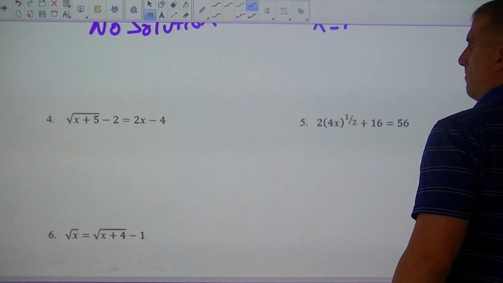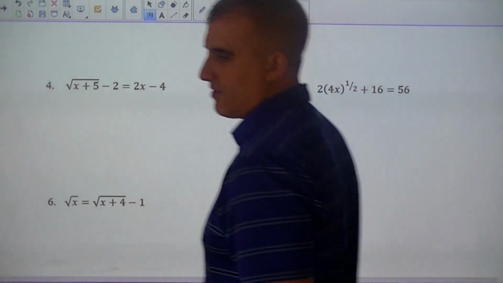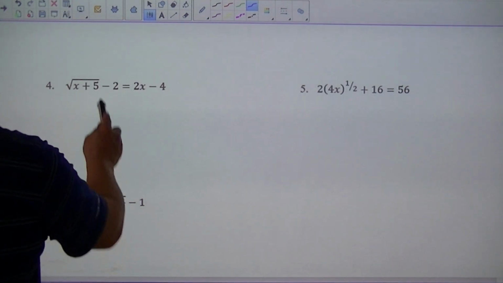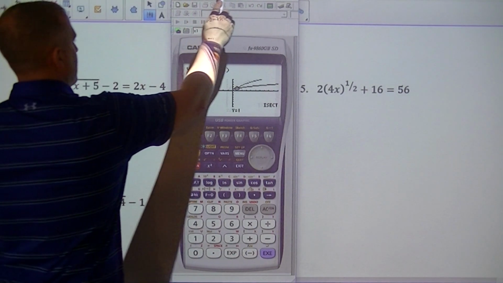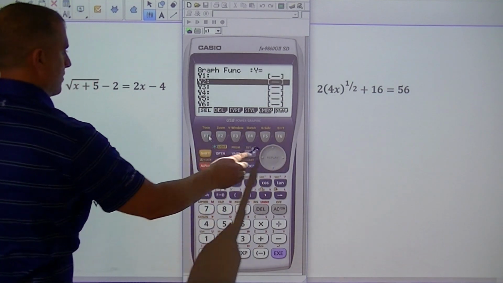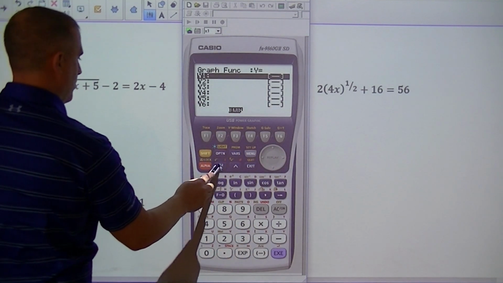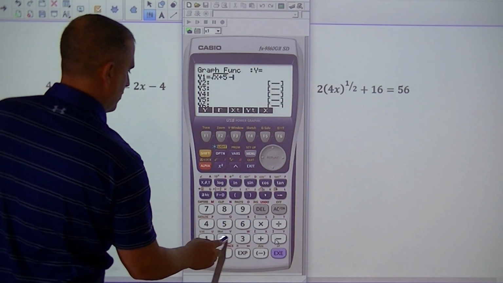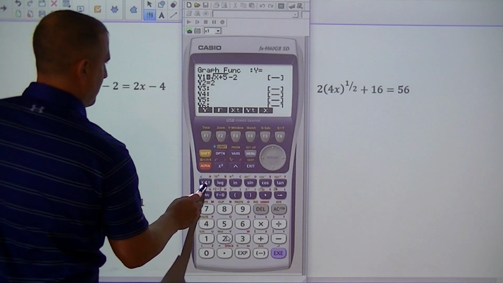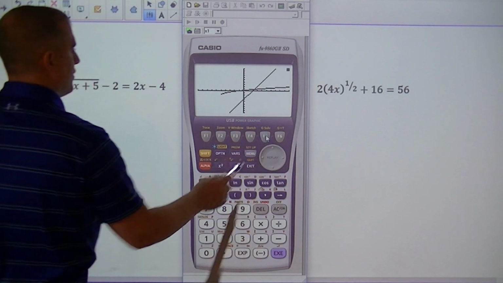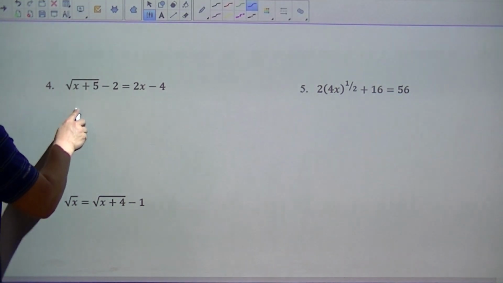Okay, moving on to the last 3. We'll make sure they're in your window here. Same deal. Square root of x plus 5 with a minus 2, then I have 2x minus 4. Draw, G-solve intersect, x equals 2.35.